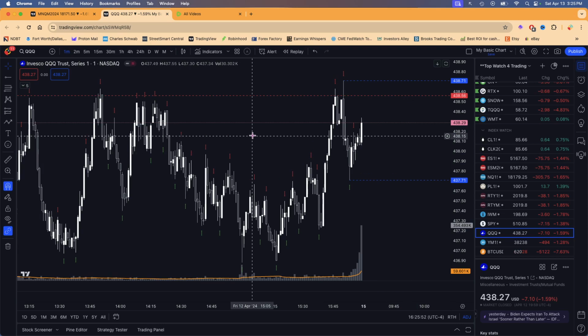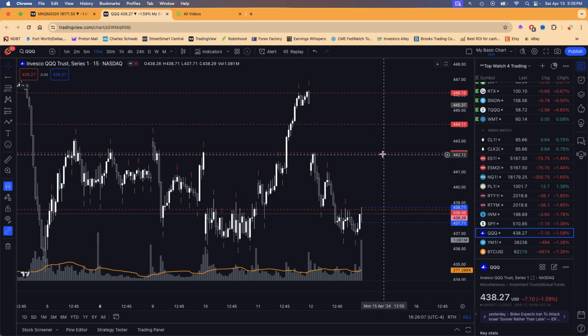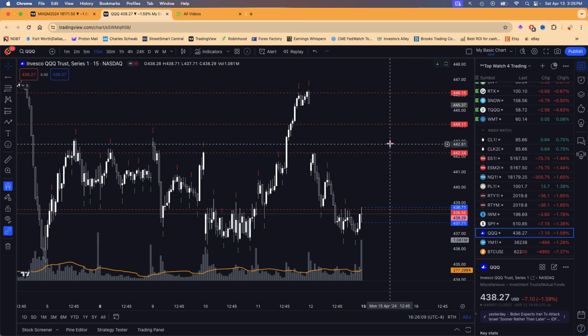A lot of people will have tons of indicators and all that on their charts, and all it does is clutter the screen. You can't tell what's what. And if you just keep it simple, it will improve your trading. I can almost guarantee it.